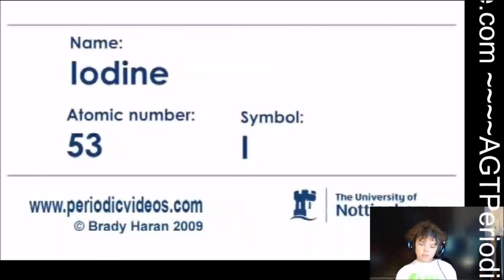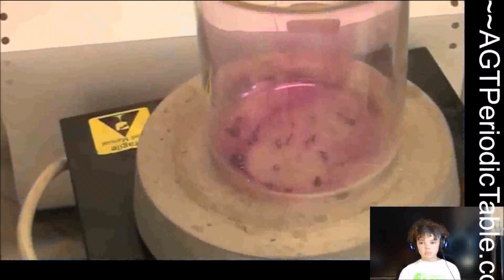Iodine is a beautifully coloured element. It has this beautiful purple colour. If you put it in solution, the colour of the solution varies depending what you dissolve it in. If you dissolve it in water, it's a sort of dirty brown colour. If you dissolve it in an organic material like chloroform or carbon tetrachloride, it is a beautiful purple colour.